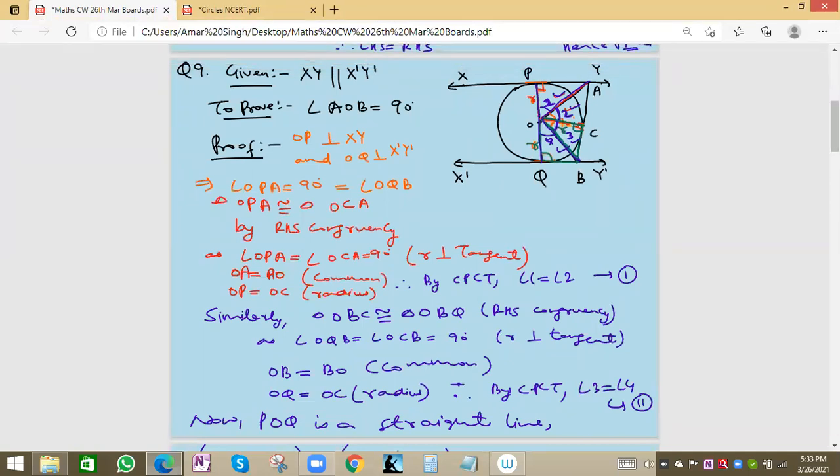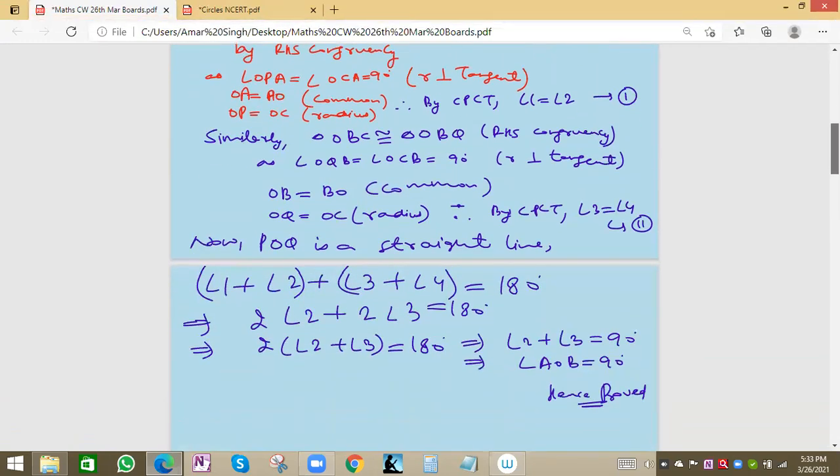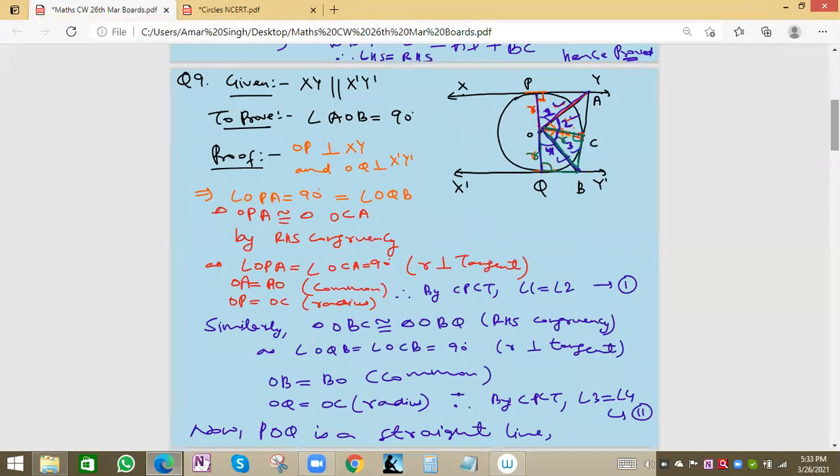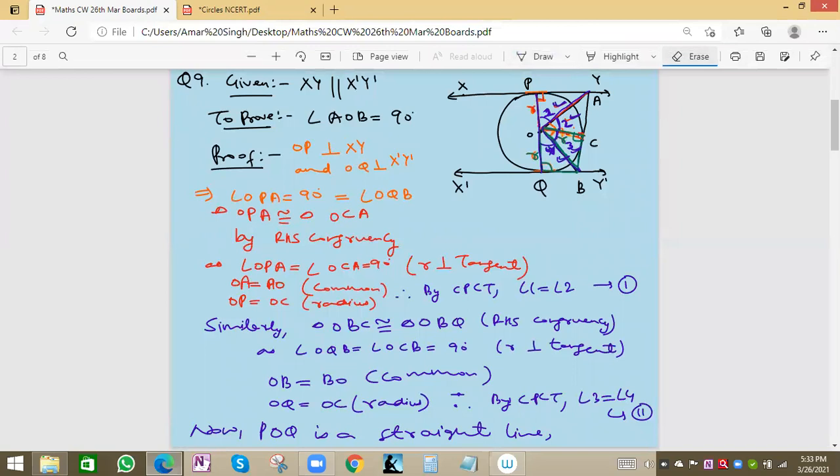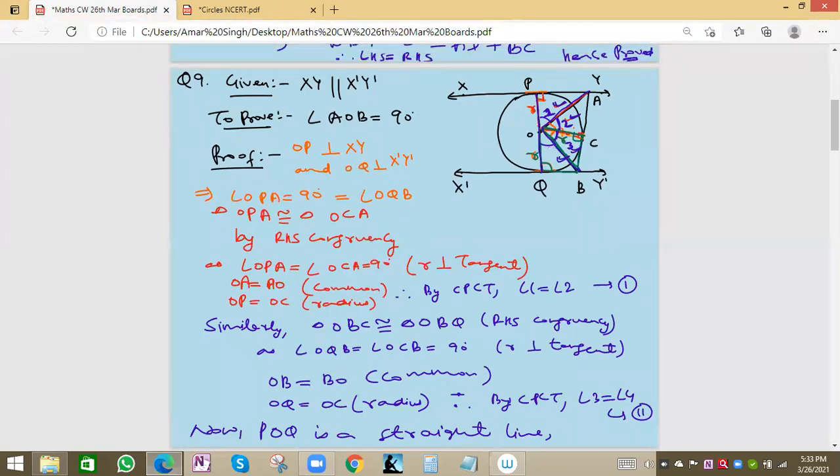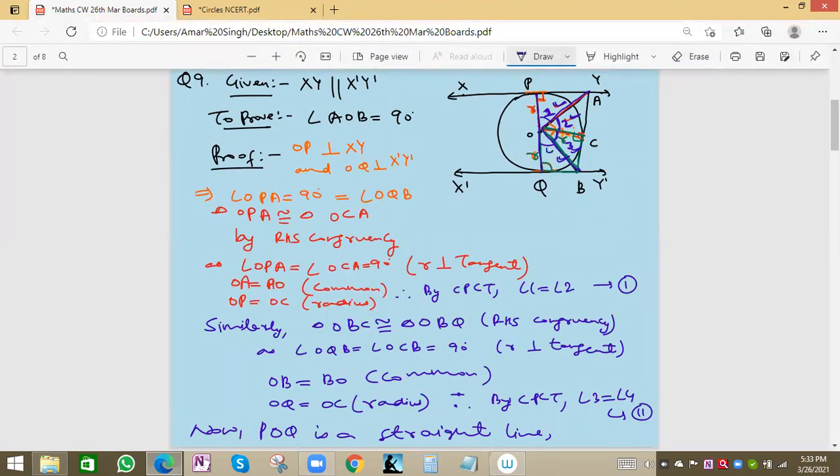Because POQ is a straight line, so 1 plus 2 plus 3 plus 4 is 180. So 1 and 2 are equal, so twice of 2, and 3 and 4 are equal, so twice of 3 will be equal to 180. So 2 plus 3 will be equal to 90. This was the simple proof. Just we have to make the two triangles first congruent, CPCT 1 equal to 2, then these two triangles congruent, 3 is equal to 4 by CPCT, and we can use the concept of straight line, that is total angle POQ will be equal to 180 degree. Correct. This is angle 4.